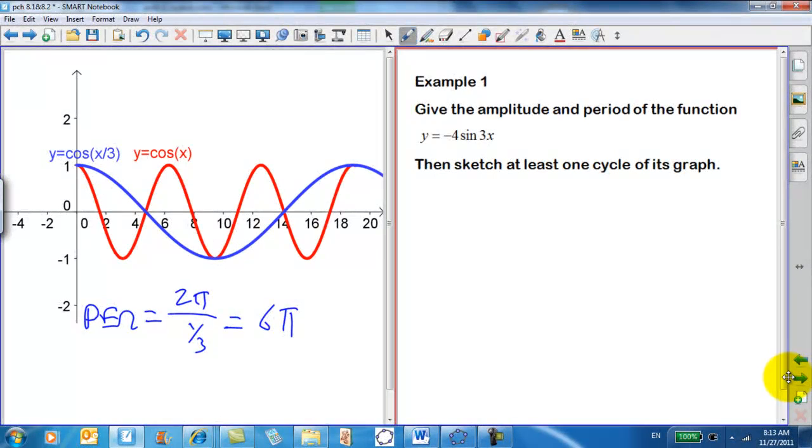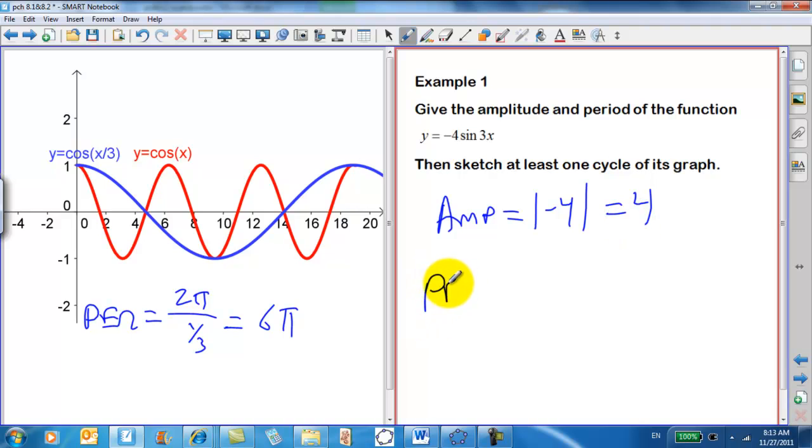Okay, give the amplitude and period of this function, y equals negative 4 sine 3x, and sketch at least one cycle of its graph. So the amplitude is just the absolute value of that coefficient in front of the trig function. So the amplitude is 4, and the period is 2 pi divided by the coefficient on x. So that's 2 pi over 3.